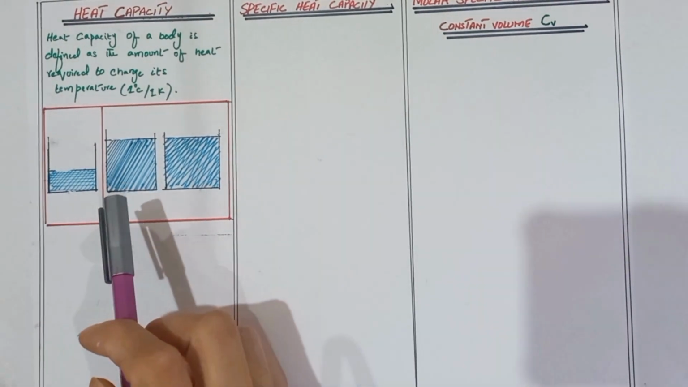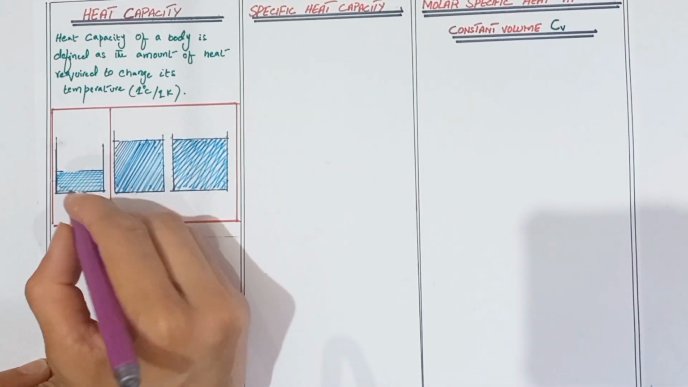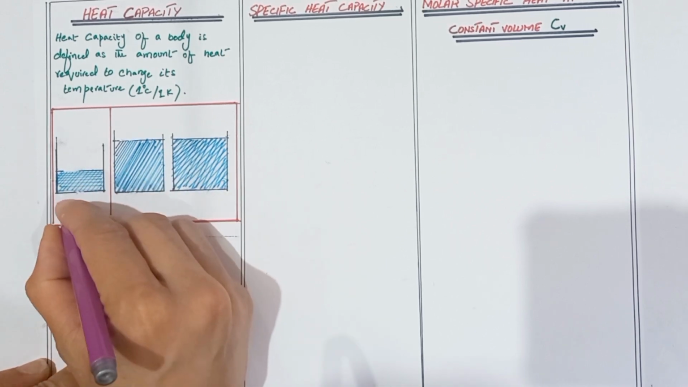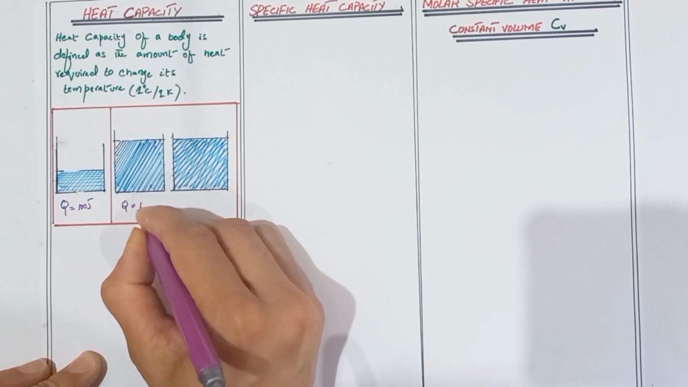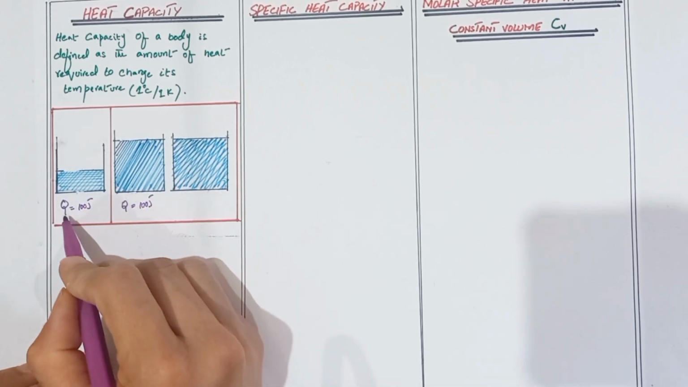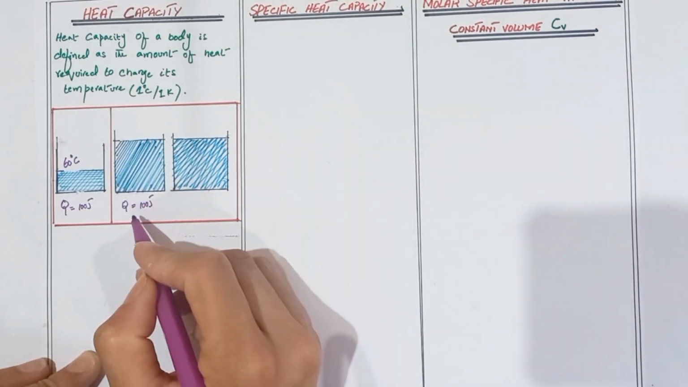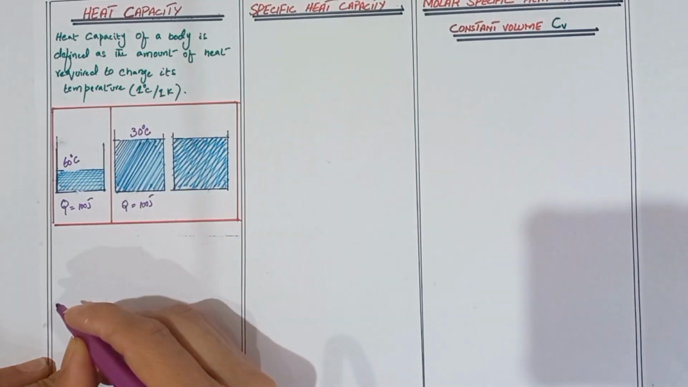Now we discuss the heat capacity by an example. Here we take water in a container. In this container, I take less water. In this one, I take more water than in the first container. I supply the same amount of heat to both of them. When I apply this amount of heat, 100 joule, it increases the temperature by 60 degrees centigrade. If I apply the same amount of heat to this container, it increases the temperature by 30 degrees centigrade.